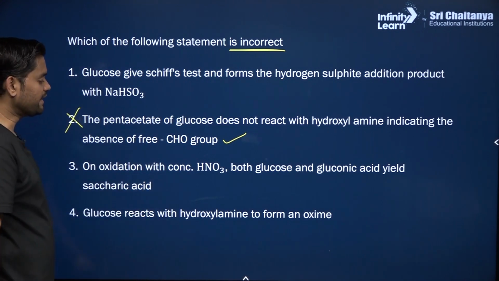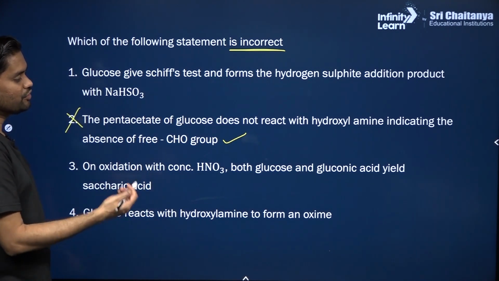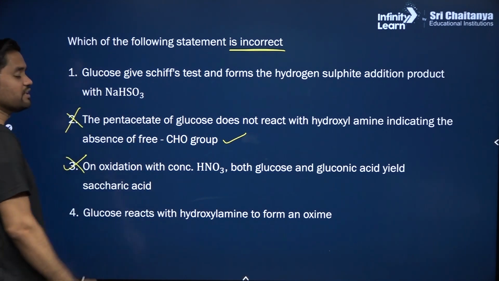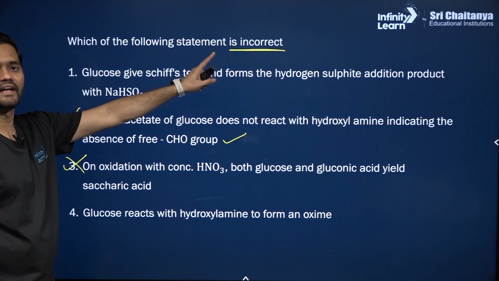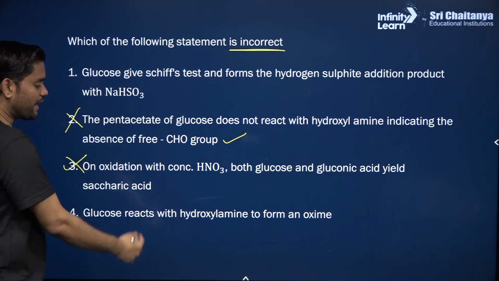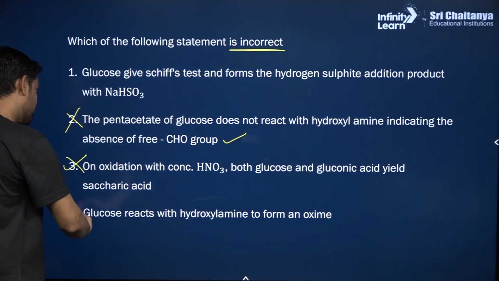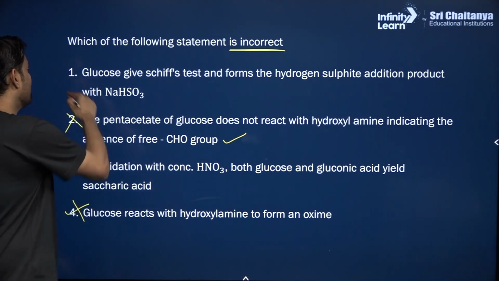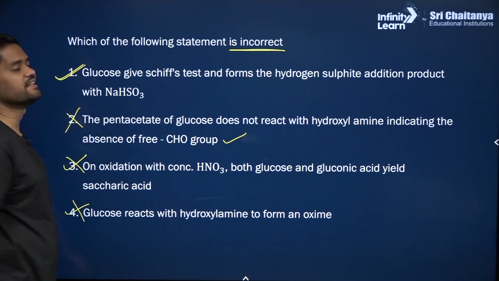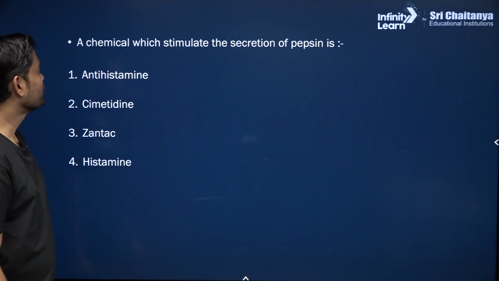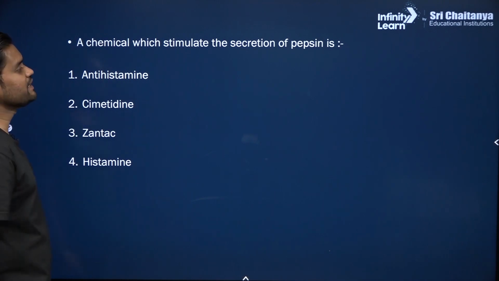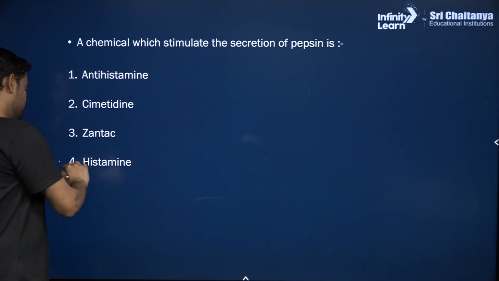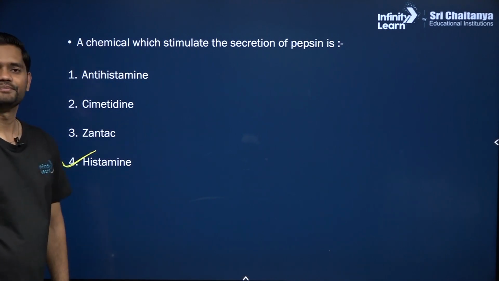On oxidation with concentrated nitric acid, both glucose and gluconic acid yield saccharic acid. That is certainly true and hence that's not the right answer, because we need the incorrect or false statement. Glucose reacts with hydroxylamine to form oxime. That is true and that's why not the right answer. So the only statement that is wrong is option 1 and hence that's the answer. Okay, next question. A chemical which stimulates the secretion of pepsin, that is histamine. That is the right answer.